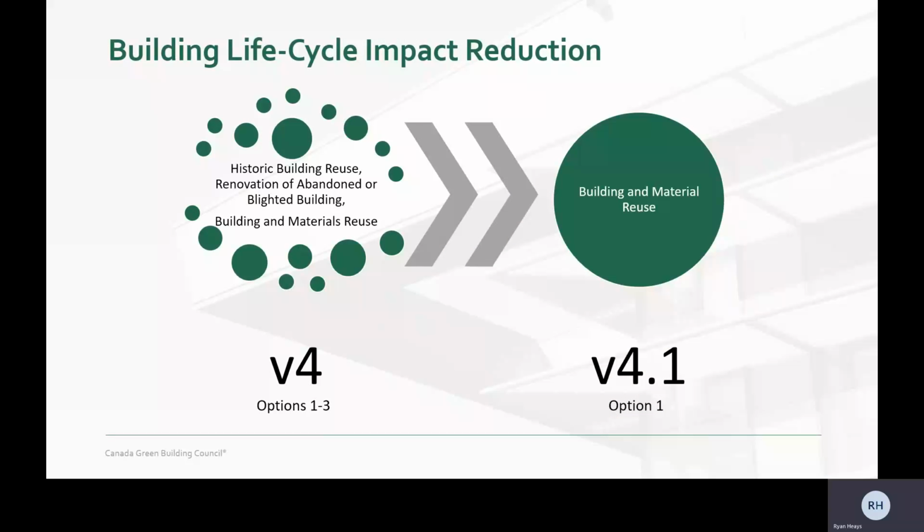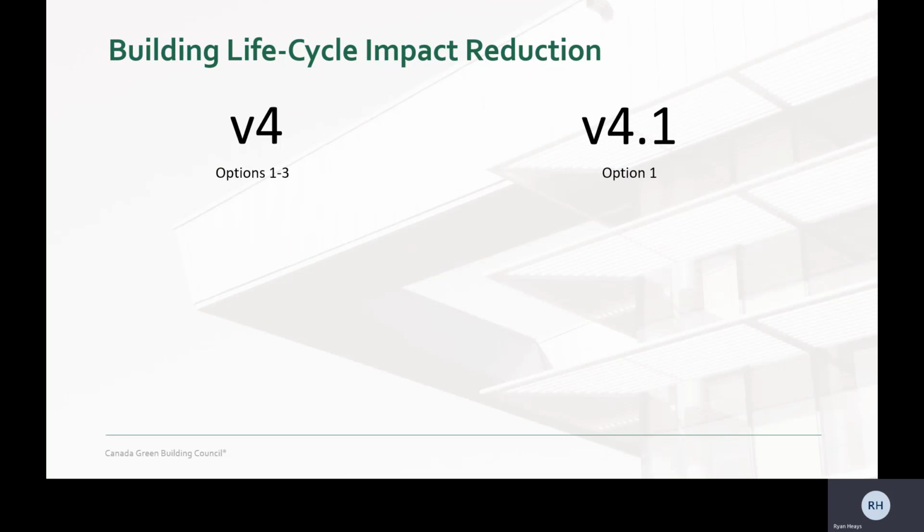For BD&C projects, the Building Lifecycle Impact Reduction Credit saw significant changes to the whole Building Lifecycle Assessment option with the initial release of version 4.1. The November addenda turned its focus to the other options: historic building reuse, renovation of abandoned or blighted buildings, and building and material reuse. These have all been combined into option 1, building and material reuse.